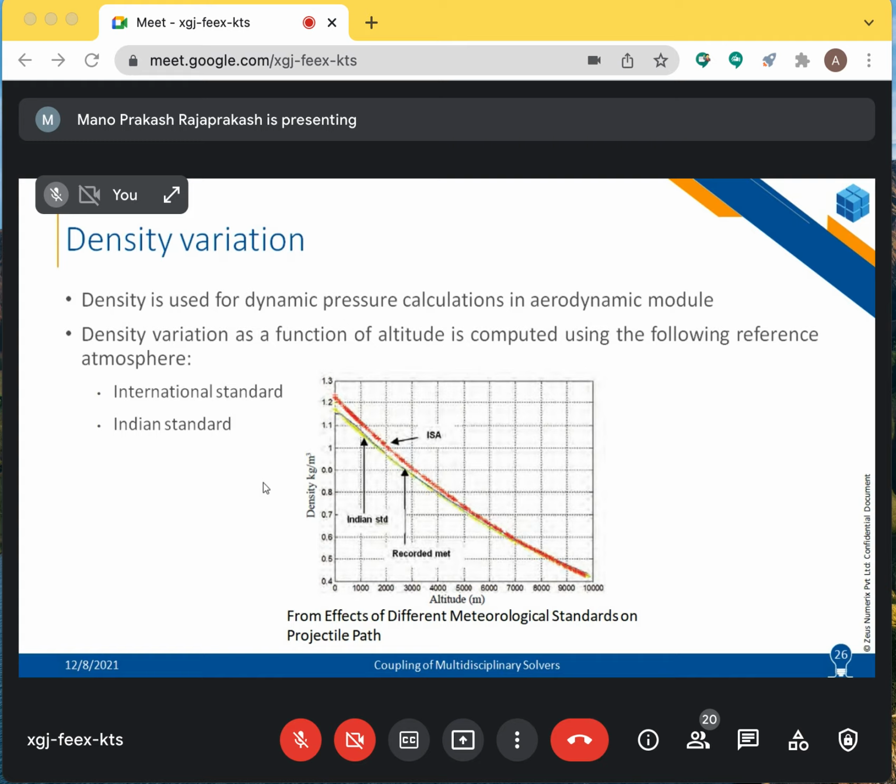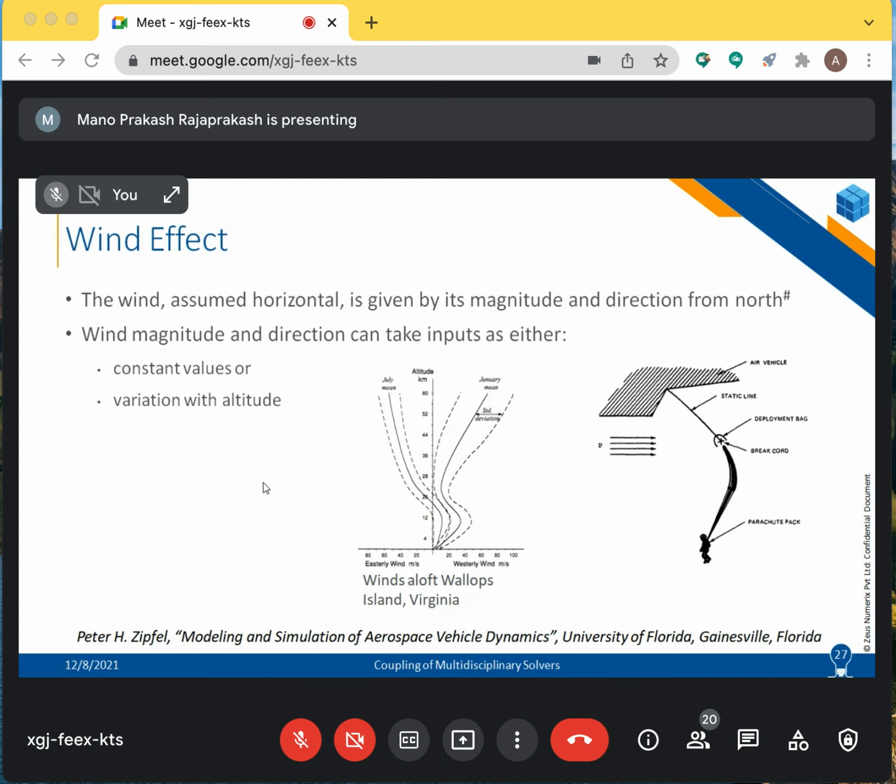Now next, we'll go ahead with the wind effect. Modeling wind is very important. When I say wind, it is generally assumed to be horizontal, and its magnitude and direction are defined with respect to true north. You may see here a paratrooper jumping from an aircraft. Initially he was here, and this is a static line, as we just saw. One end is connected to the aircraft, another end is connected to the parachute canopy, and he is jumping.